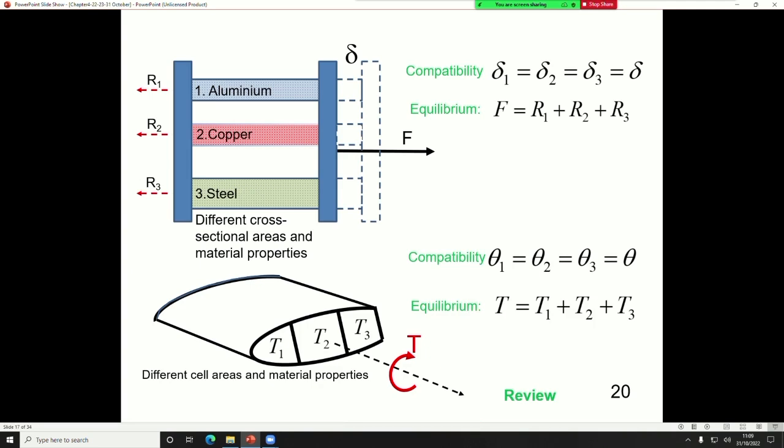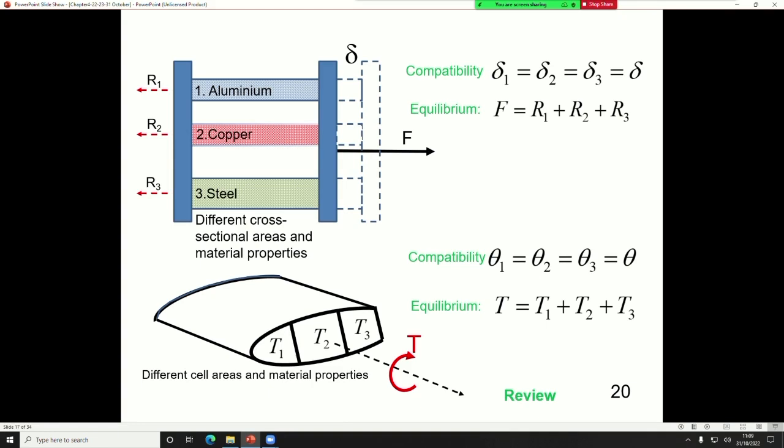If I just use the equilibrium equation, I cannot solve this problem because I have too many unknowns. I have T1, T2, T3 unknown. I also have theta1, theta2, theta3, or theta, unknown. So by combining the compatibility equation and the equilibrium, now I can solve the problem. It's exactly the same as the top one.